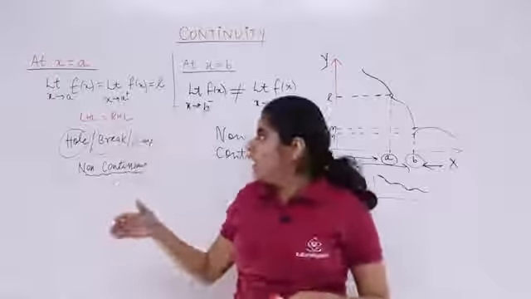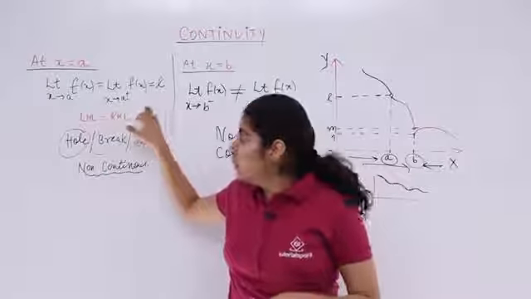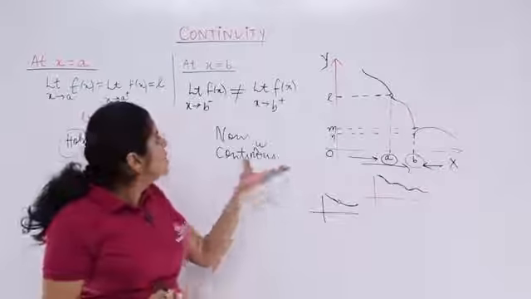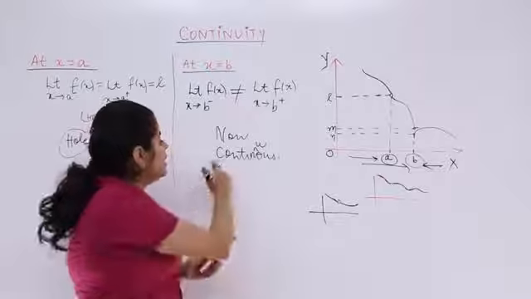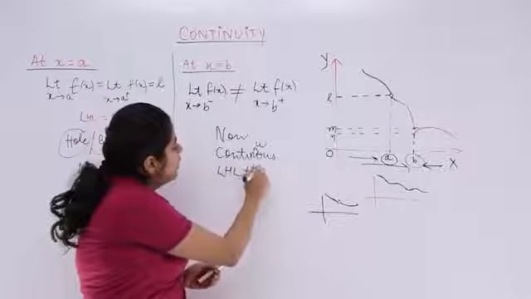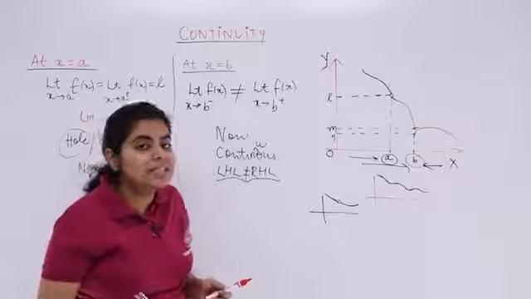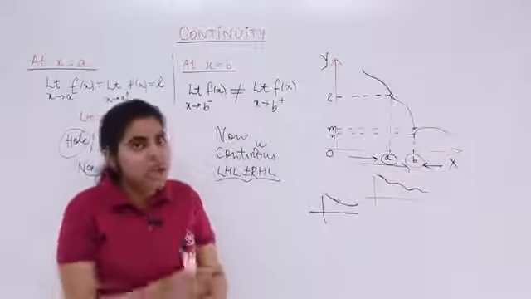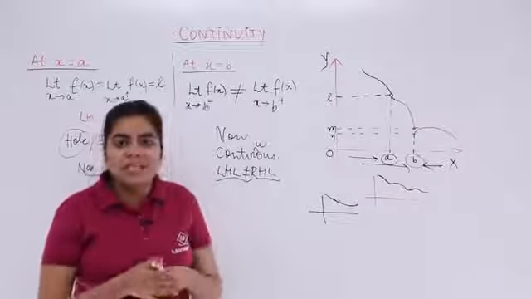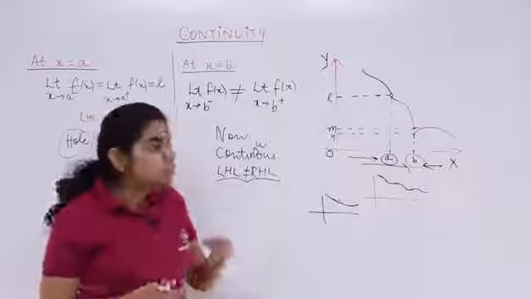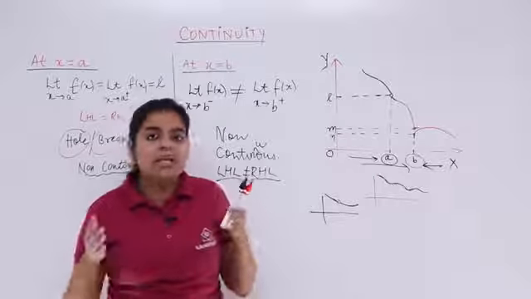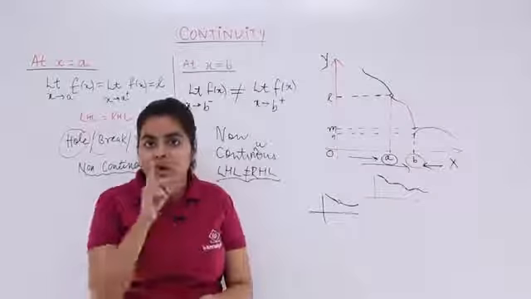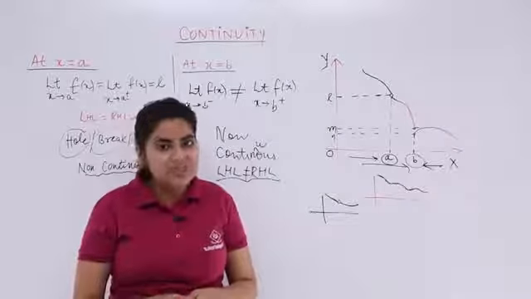Now these two cases we understood: when the limits are equal but there is a hole, then it is not continuous. And when the limits are not equal, that means LHL is not equal to RHL, we also see that there is non-continuity. In one more case there is non-continuity. For more insights into that case, stay tuned for our next videos, where we will be studying discontinuity in detail. I didn't take that up in this video, but remember there is one more case wherein the function is non-continuous.